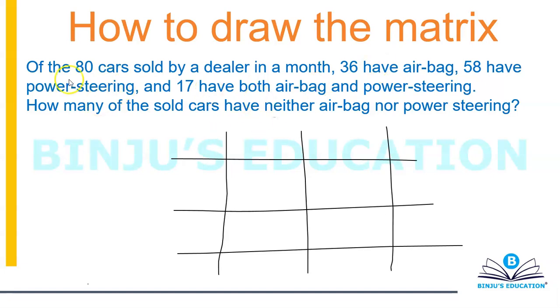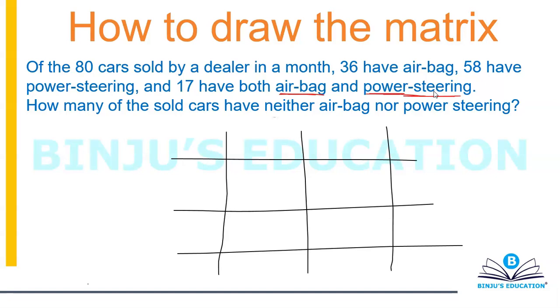So in this case, of the 80 cars sold by a dealer in a month, 36 have airbag, 58 have power steering, and 17 have both airbag and power steering. Okay. So we can very well identify that the two things that we are talking about in this question are airbag and power steering. Now let's look at them individually and let's use our logic also.